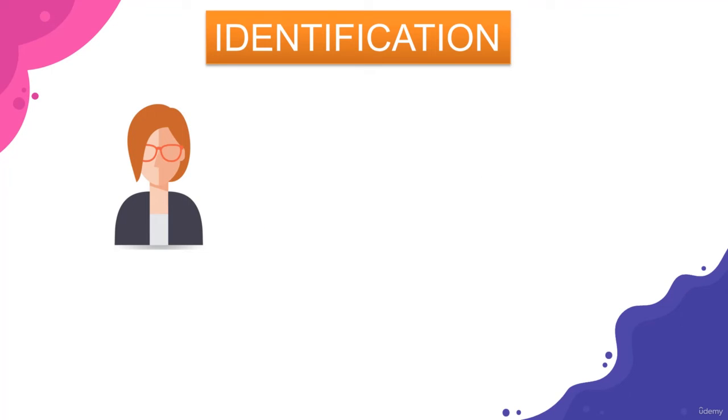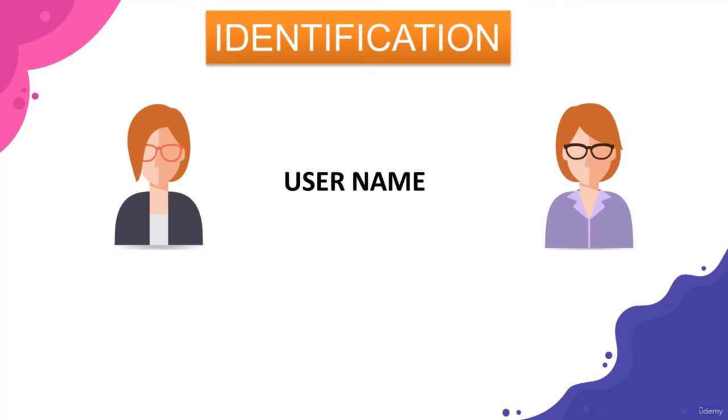Identification. Users request an identity with a unique username. For example, both Mary and Samantha have separate user accounts identified by unique usernames. When Mary uses her account, she demands the identity of her account.